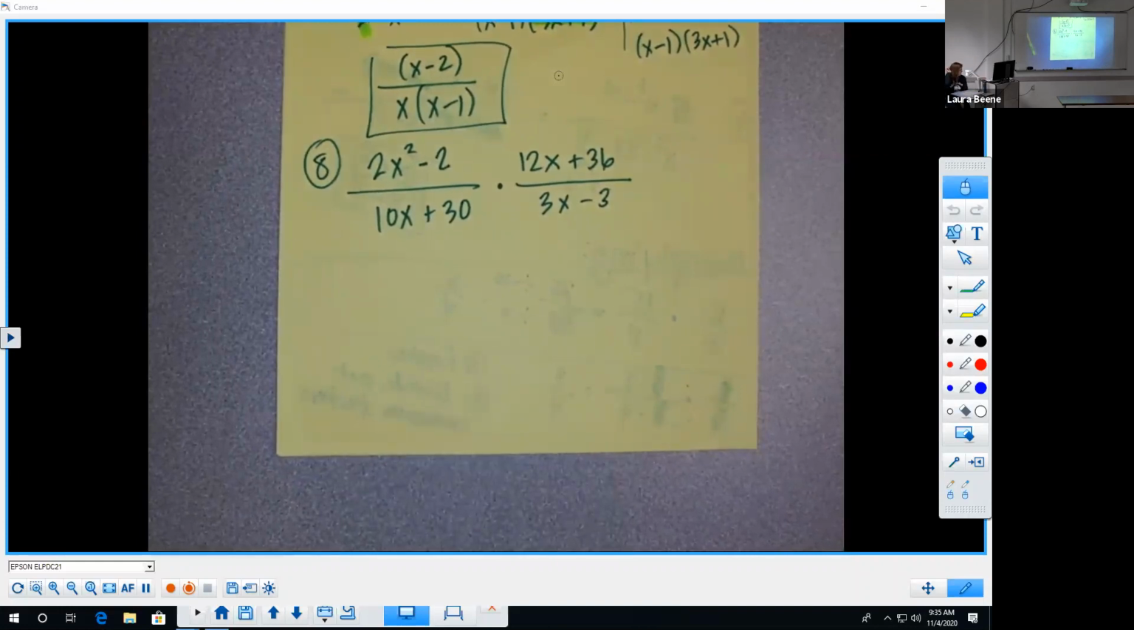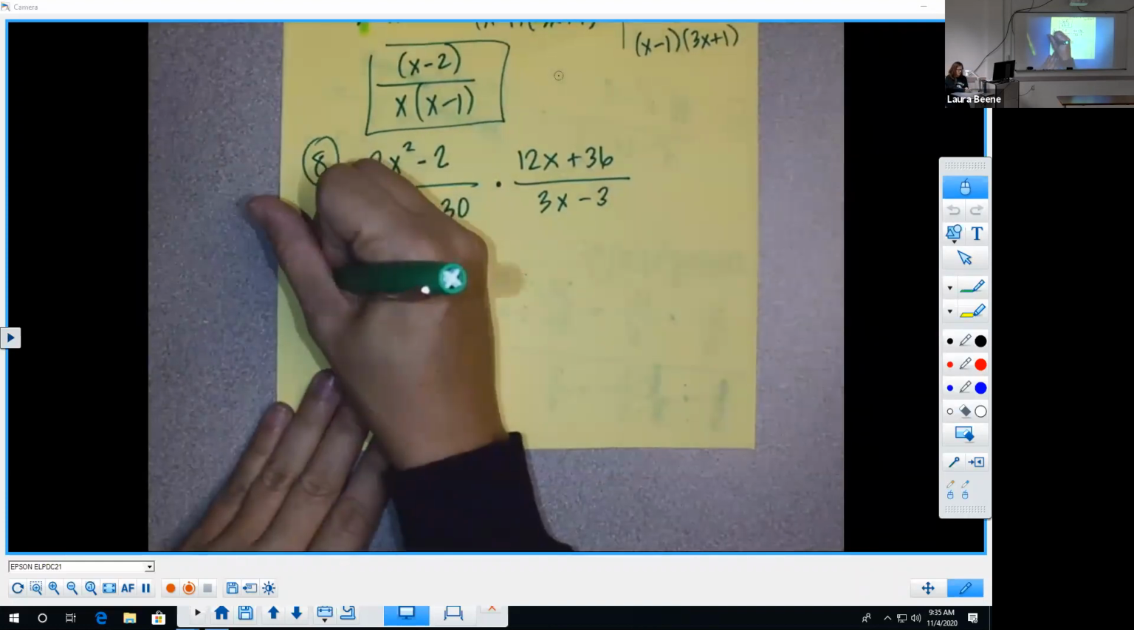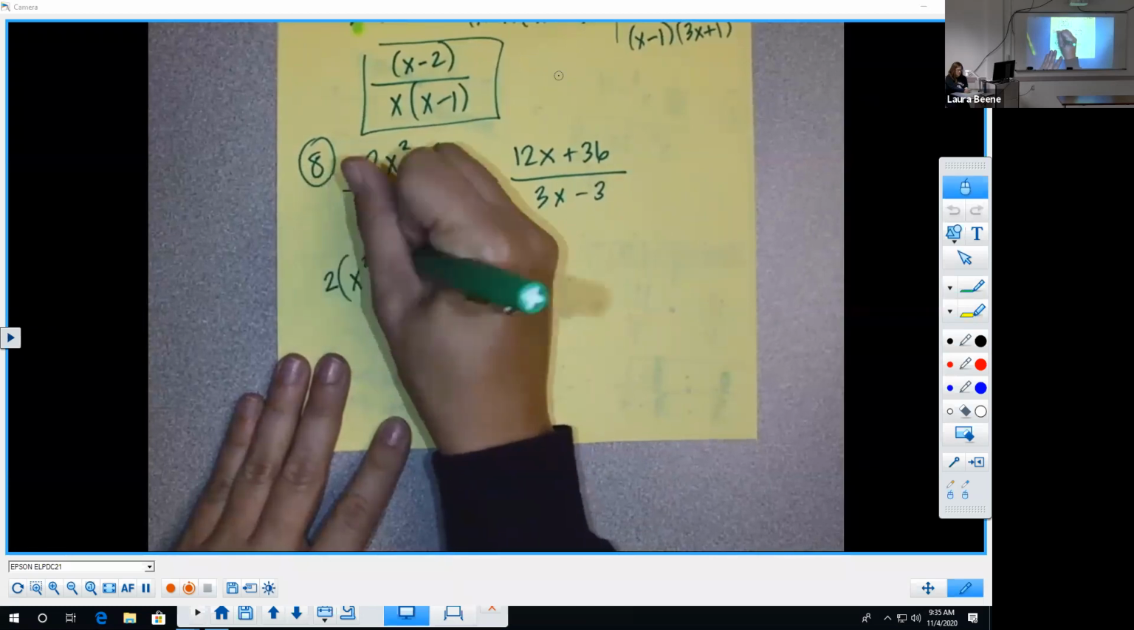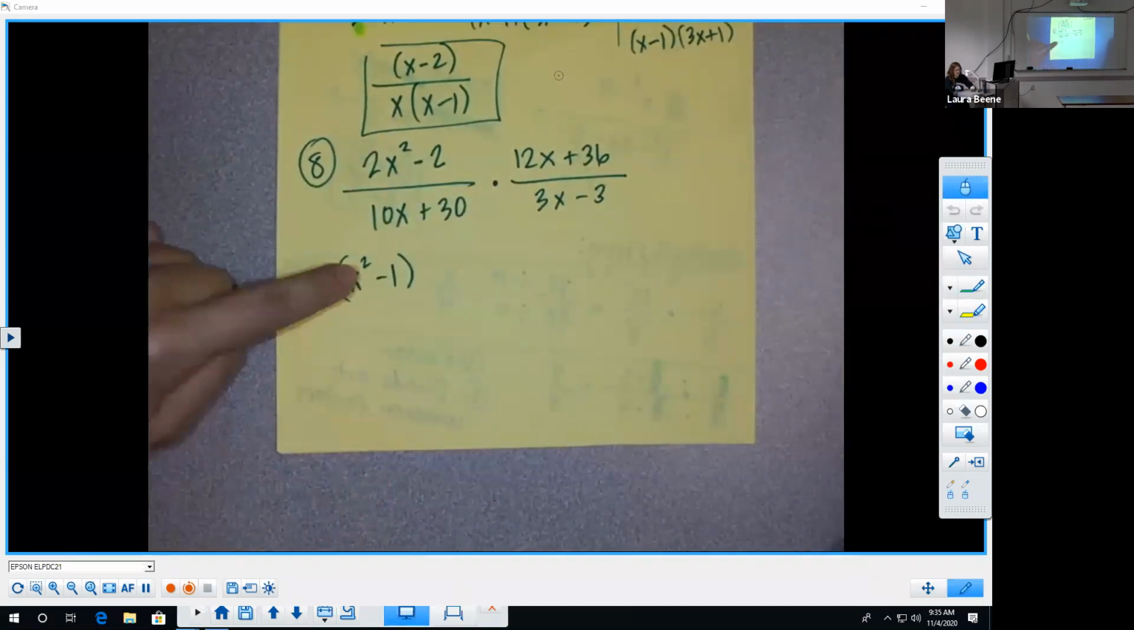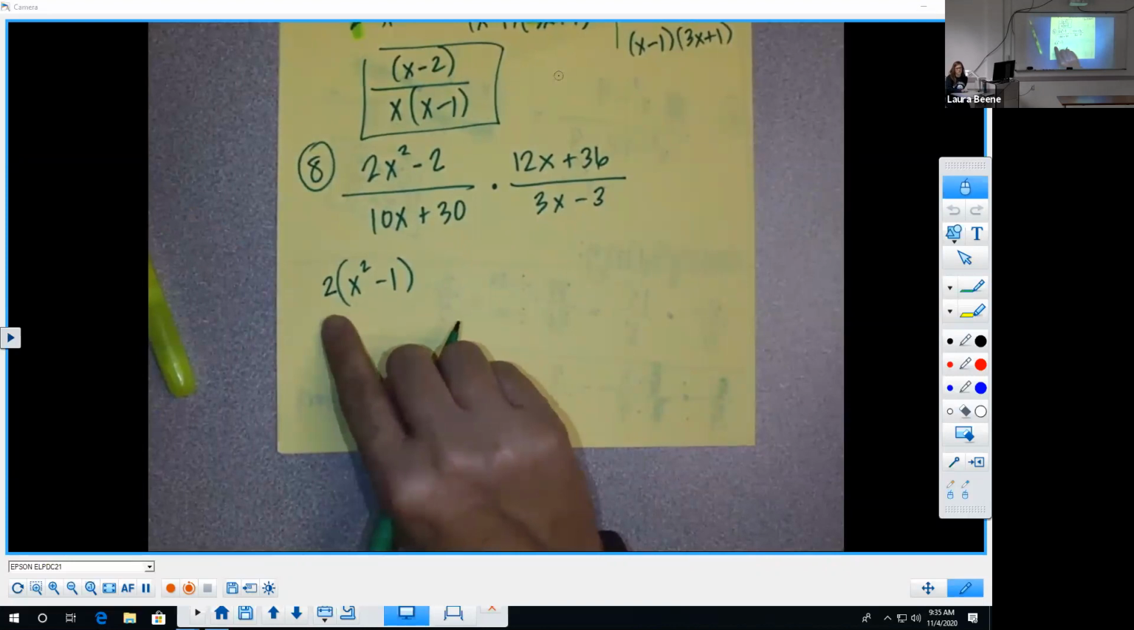Okay, on the top of the first one, 2x squared minus 2. I can't do the difference of 2 squares there because it's 2, but there's a greatest common factor, right? So take out the greatest common factor. When I take out the greatest common factor, I get 2 times x squared minus 1. Can I factor that x squared minus 1 now? Isn't that the difference of 2 squares? Like you can do the difference of 2 squares, you just had to take out the 2 first.